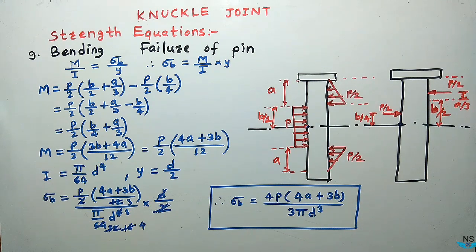So this is the equation for sigma b. This is the strength equation for the bending failure of pin.